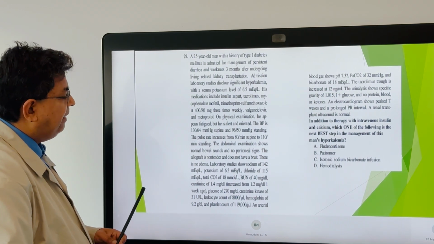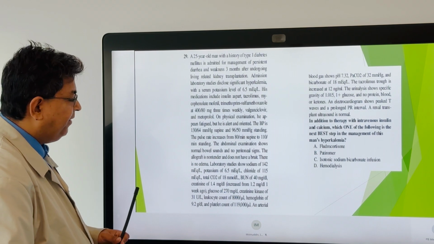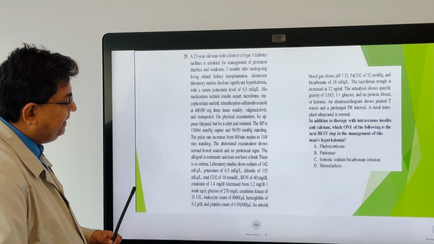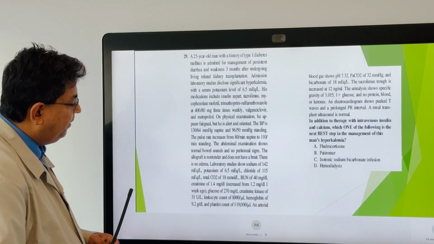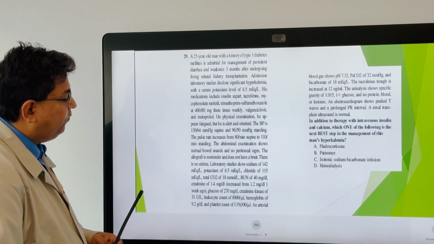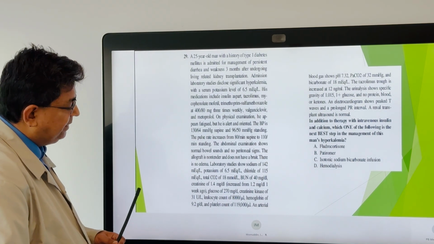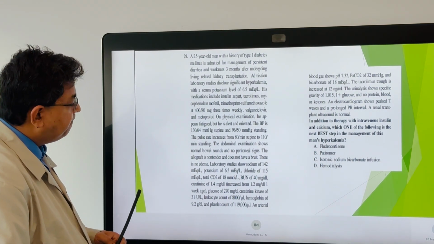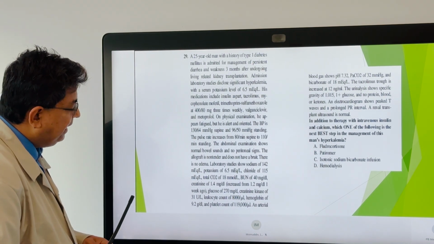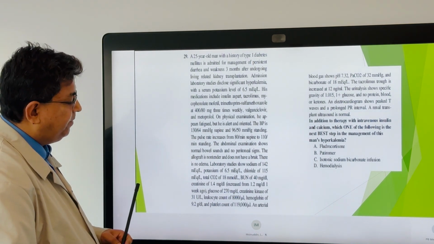There is no edema. Laboratory studies show sodium of 142, potassium of 6.5, chloride of 115, total bicarbonate of 18 millimoles per liter, BUN of 40 milligrams per deciliter, creatinine of 1.4 milligrams per deciliter, increased from 1.2 one week ago, glucose of 270 milligrams per deciliter, creatine kinase of 31 units per liter, leukocyte count of 8,000 per microliter, hemoglobin of 9.2 grams per deciliter, and platelet count of 119,000 per microliter.